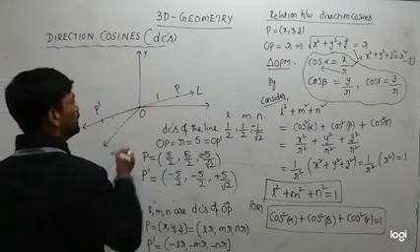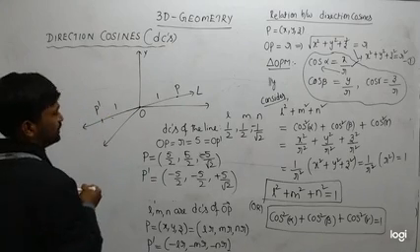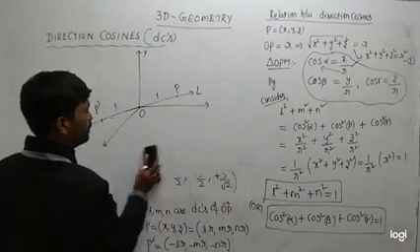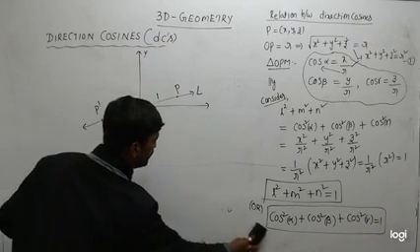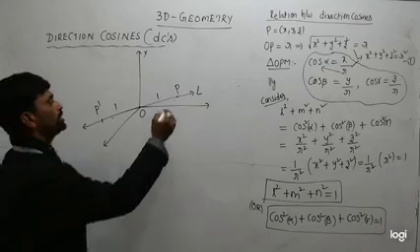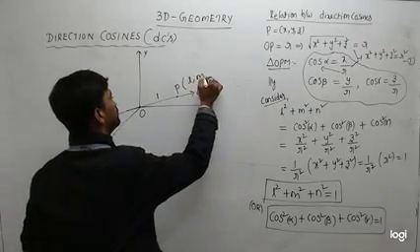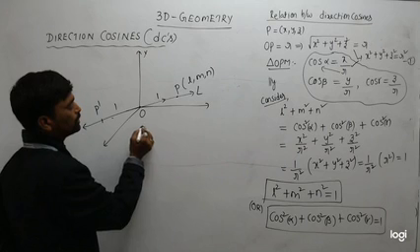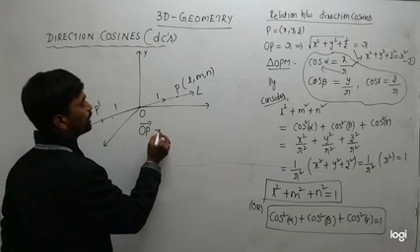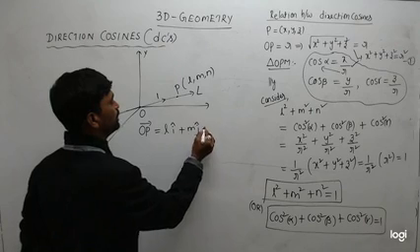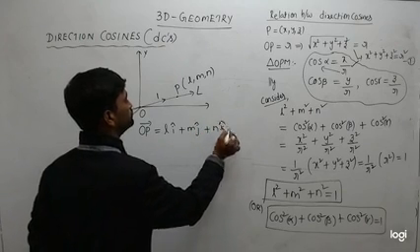If OP length is 1 and OP dash length is also 1, then the coordinates of P become what? L, M, N. Then the position vector of P becomes what? OP bar is equal to L into I cap plus M into J cap plus N into K cap.